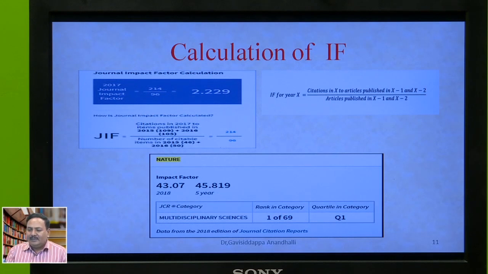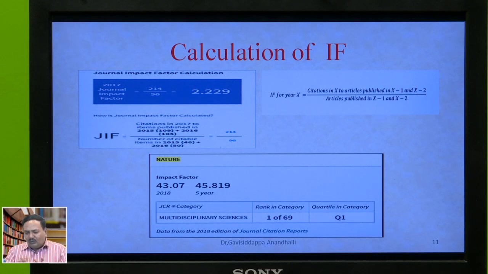Okay, let us see how the calculation of the impact factor takes place for any given journal. For example, say journal X, which has an impact factor published in 2017. That journal has received 214 citations, for the articles published in 2015 and 16, divided by the number of articles published in 2015 and 16. So that journal's impact factor is 2.229.